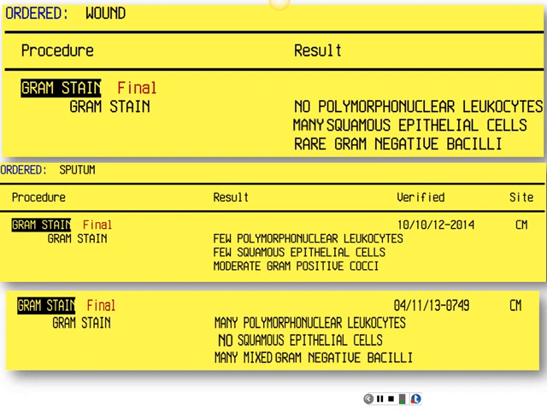And we're like, yeah, I can do something with this. So a lot of white blood cells. The white blood cells are going to where there's a pathogen. There's no SCCs, so we have no contamination going on there, whether it's oral flora or skin flora. We've got many mixed gram-negative bacilli. So likely whatever we're seeing is a gram-negative rod that we would want to make sure that we've got coverage of.